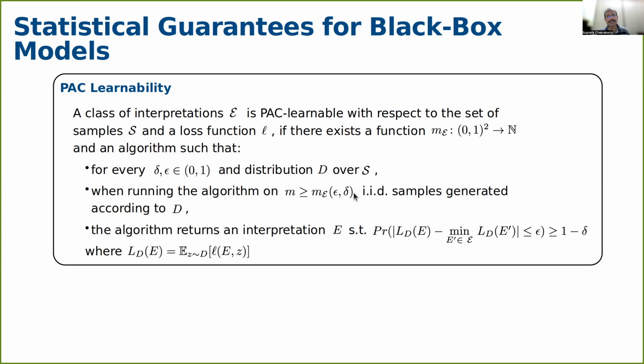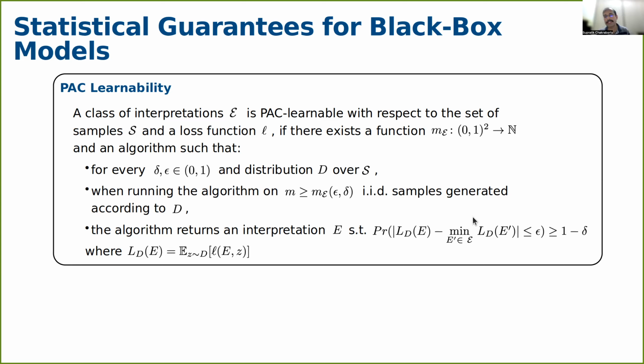But if this subset of samples is chosen sufficiently large, which depends on these two parameters, delta and epsilon, between 0 and 1, then you can guarantee that whatever interpretation you choose with this sufficiently large set of samples is not going to deviate too much from what the best interpretation in this class would have done, with very high probability, right?